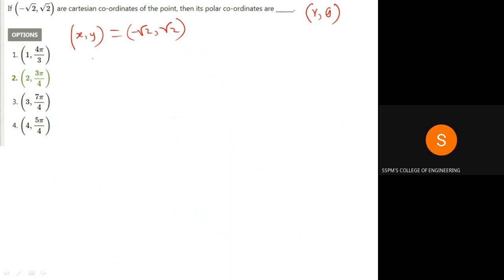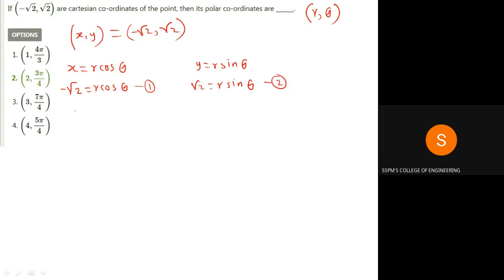So how can we solve this? We know that x is equal to r cos theta and y is equal to r sin theta. What is x given here? It is minus root 2. Minus root 2 is equal to r cos theta. And what is y given? Root 2 is equal to r sin theta. Suppose this is equation 1 and this is equation 2.